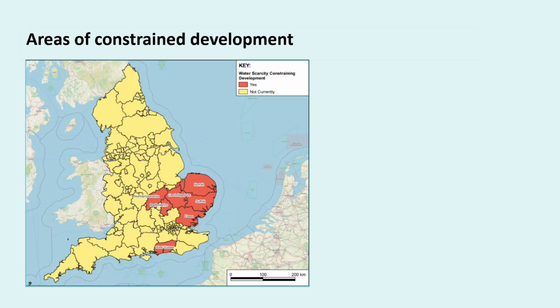So water scarcity is already constraining housing developments in Sussex North and Cambridge, as we've just seen. But more broadly, commercial and agricultural developments are being refused a new potable supply or an increase in their existing potable supply across East Anglia, and that's stretching into Northamptonshire and Bedfordshire as well.